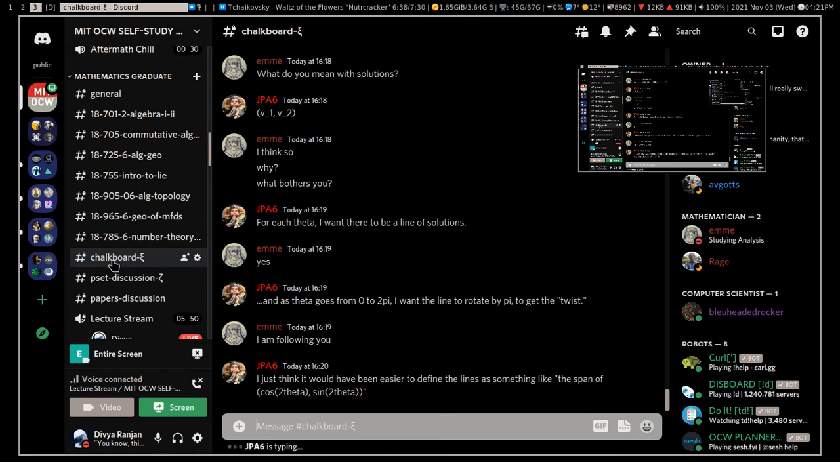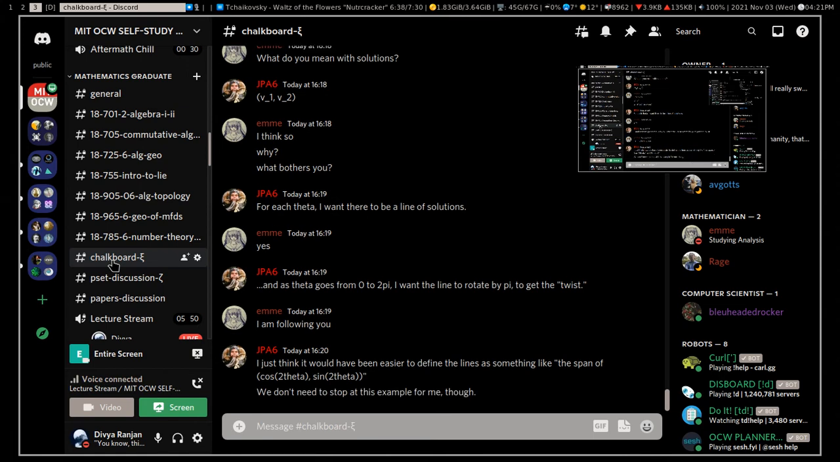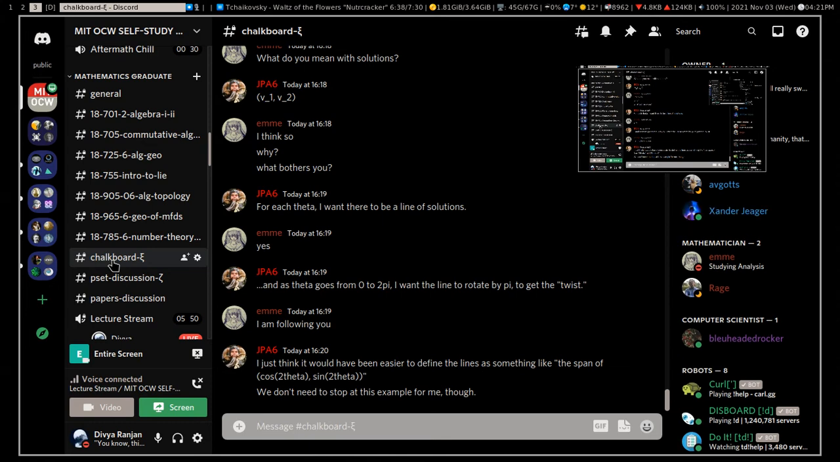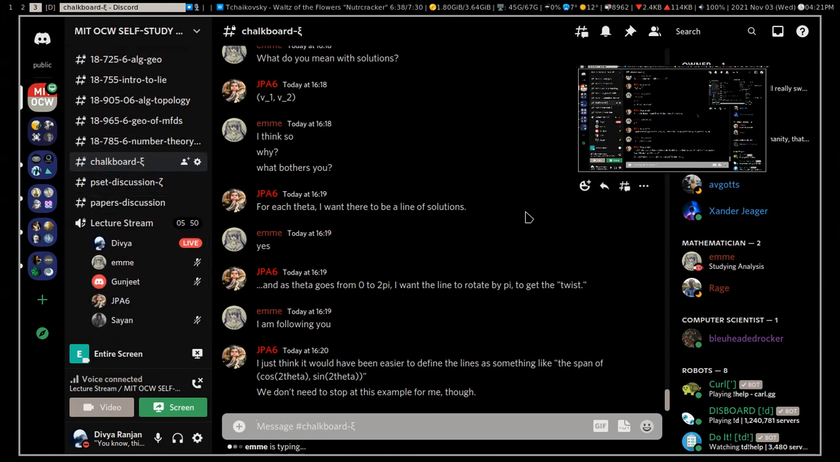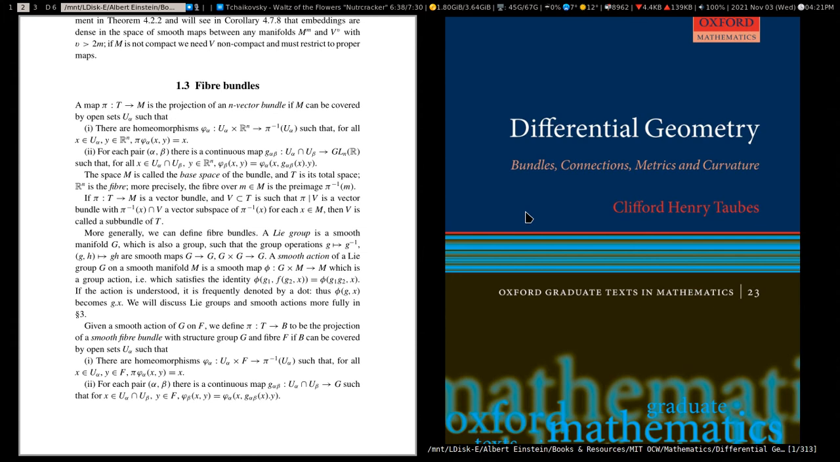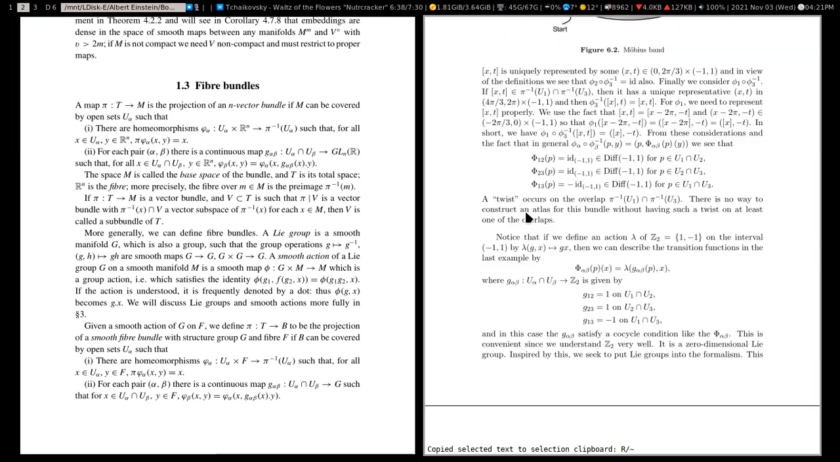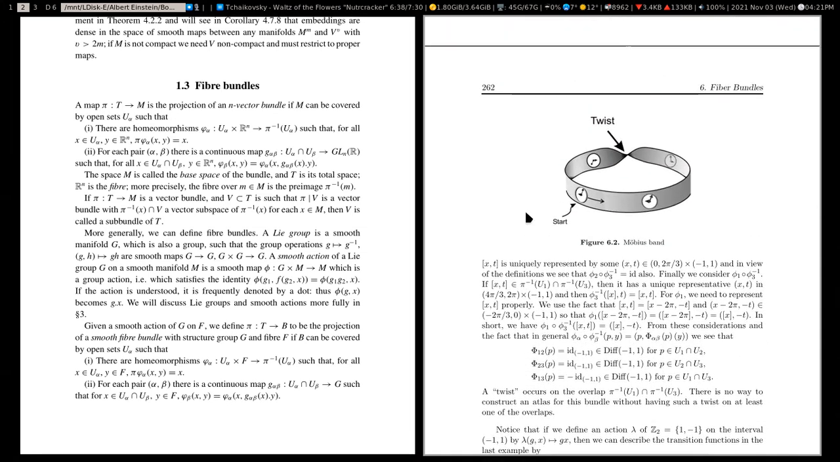Yeah, so it would have been something like span of... yeah, that makes more sense. I think the author is resisting linear algebra terminology. It might be helpful. But yeah, so that was the Mobius band example.